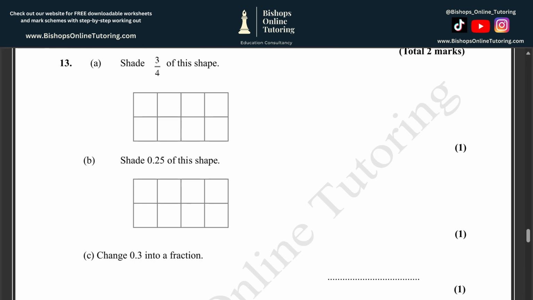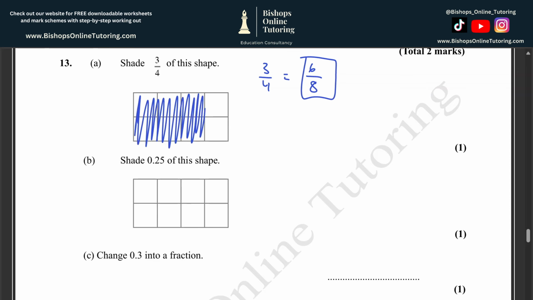Another way you could have done this is you could have calculated that 3/4 is the same as 6 over 8. Over here, we've got 1, 2, 3, 4, 5, 6, 7, 8 squares in total. So this fraction makes it a lot simpler because now we understand that we need to shade 6 out of 8 squares. So 2, 4, 6, and that's the end of that.